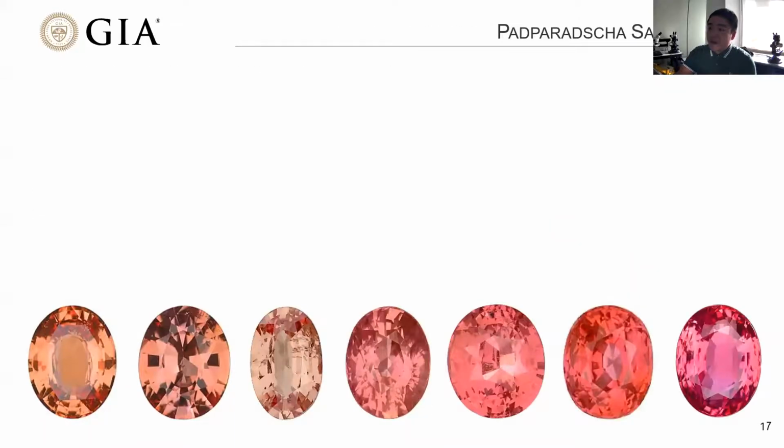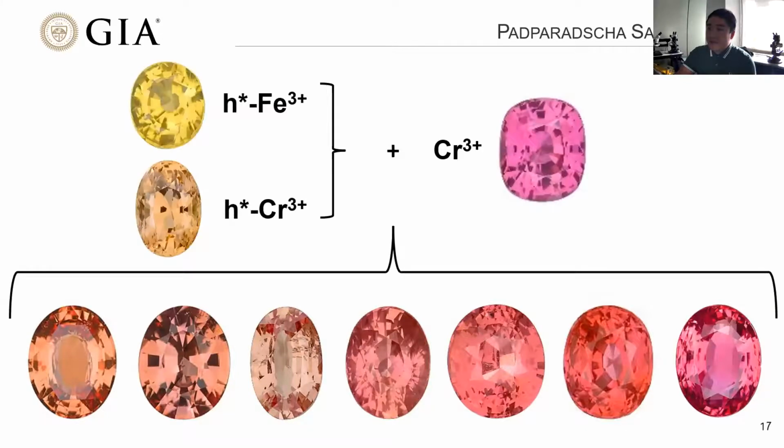There is an orange-pink sapphire called Padparadscha sapphire. The word Padparadscha comes from Sanskrit and represents the color of lotus. It is a very rare and precious sapphire. The pinkish-orange, orange-pink color is caused by the combination of iron trapped hole pair, chromium trapped hole pair, and chromium 3+.